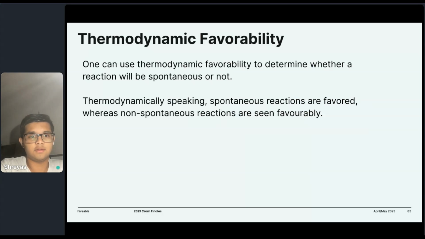Our next topic is thermodynamic favorability. Thermodynamic favorability is what determines whether or not a reaction will be spontaneous. Basically, spontaneous reactions are favored thermodynamically, and non-spontaneous reactions aren't seen as favorably. I think I wrote that wrong.